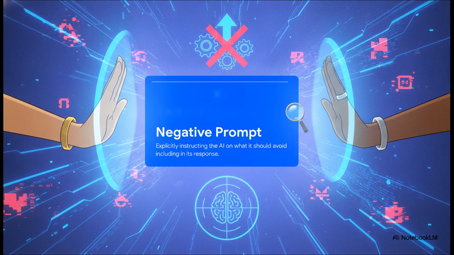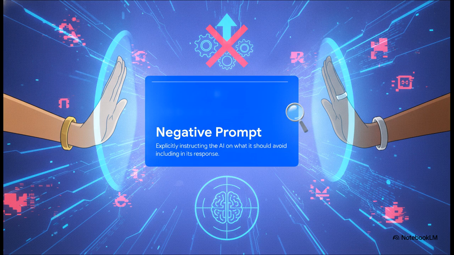But you know what? Sometimes giving instructions just isn't enough. You also need to set up some guardrails, and that's where negative prompting comes in. This is where you explicitly instruct the AI on what it should absolutely avoid including in its response. Because without negative prompting, you might ask an AI to write a short intro and end up with a 5-page philosophical essay.